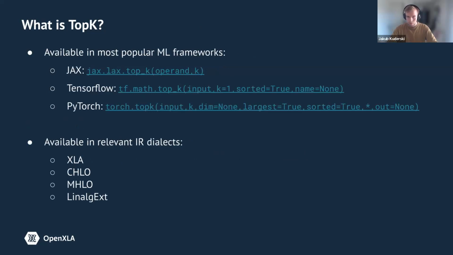And TopK is present in the most popular ML frameworks and also IRs. So for example, JAX, TensorFlow, PyTorch, and also XLA, CHLO, MHLO, and IREE's Linalg-X. It comes in a few different flavors. In some of these, the values that are returned are sorted. Some of them they are not. Sometimes the K is dynamic, sometimes it's static. Next slide.